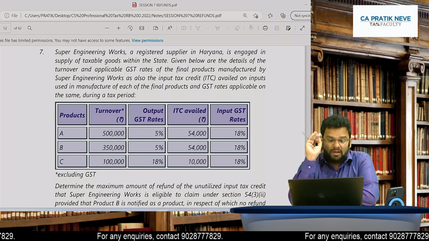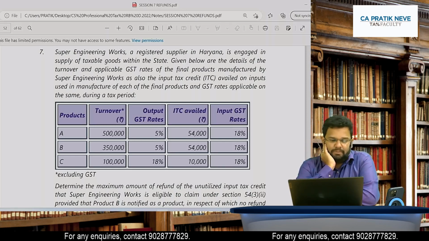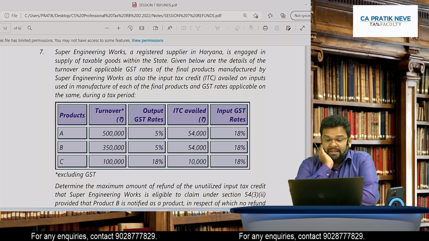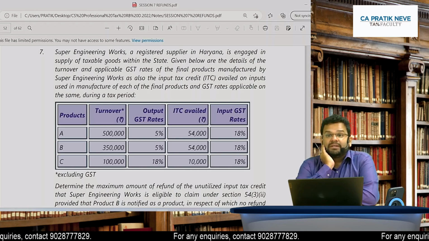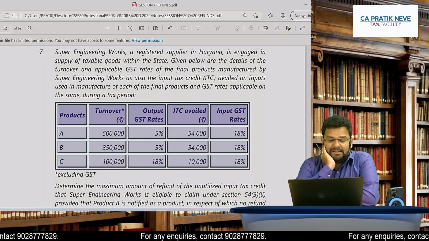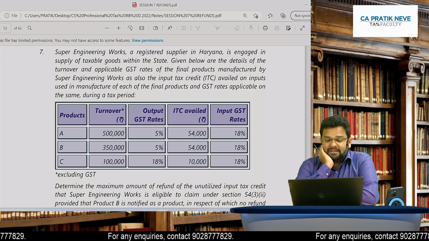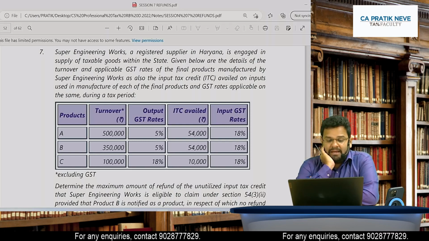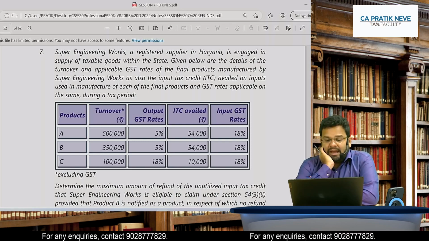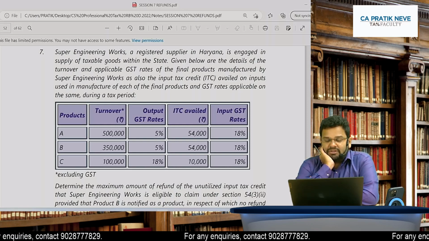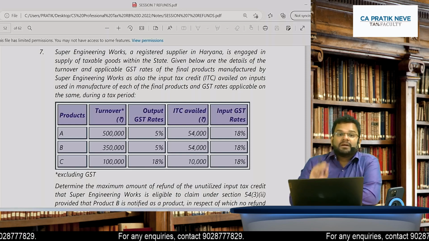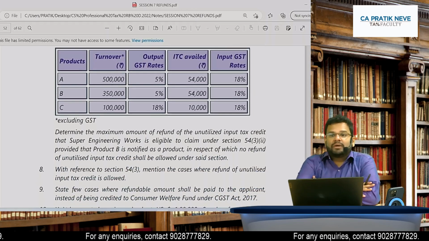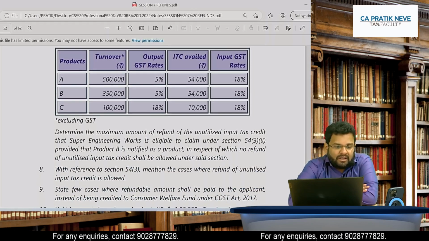Super Engineering Works, a registered supplier in Haryana, is engaged in supply of taxable goods within the state. Given below are details of turnover and applicable GST rates of the final products manufactured by Super Engineering Works, as also the ITC availed on inputs used in manufacture of each of the final products and GST rates applicable on the same during a tax period. How many products can you see? You can see 3 products: product A, product B, product C.